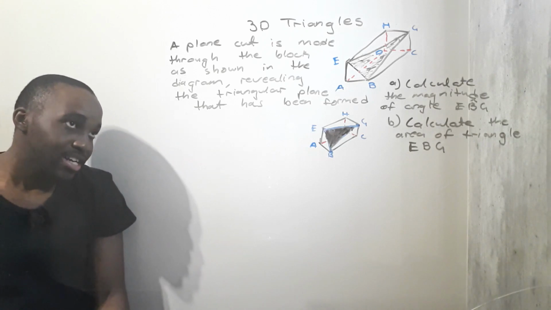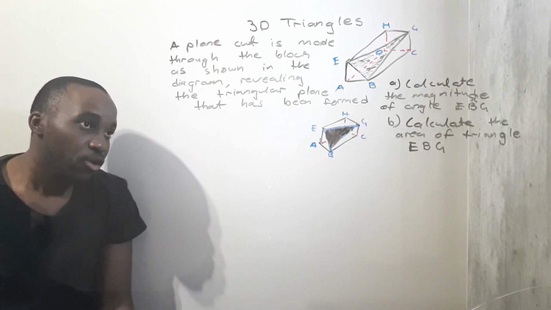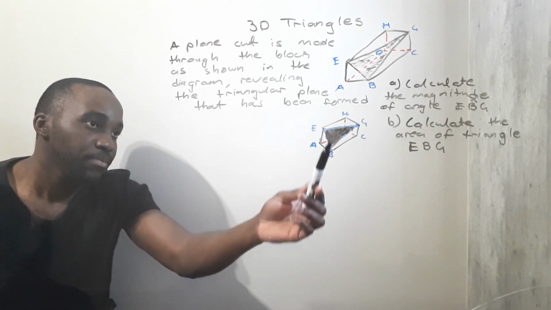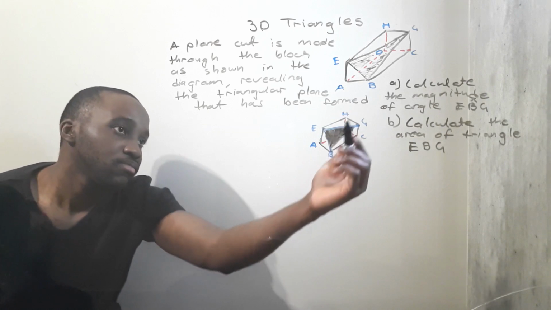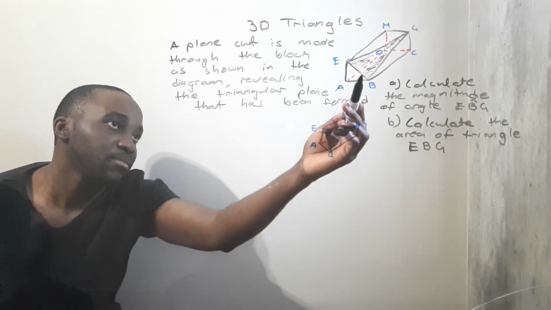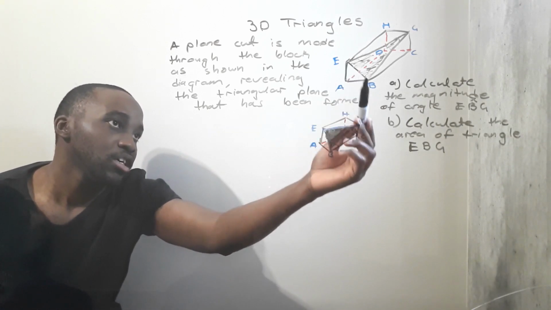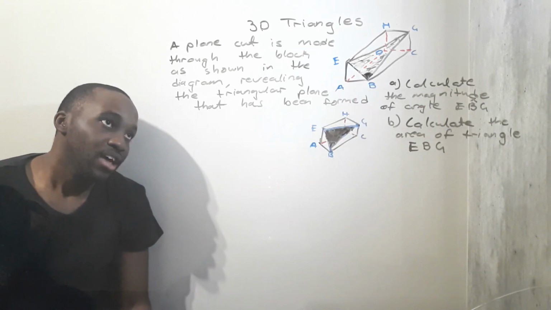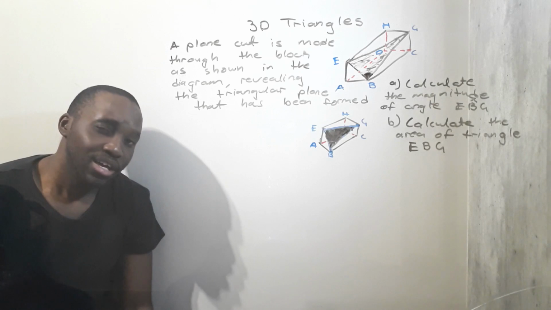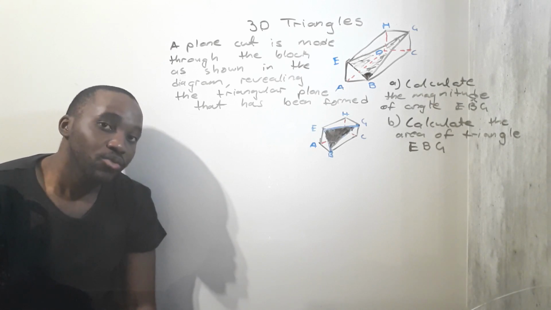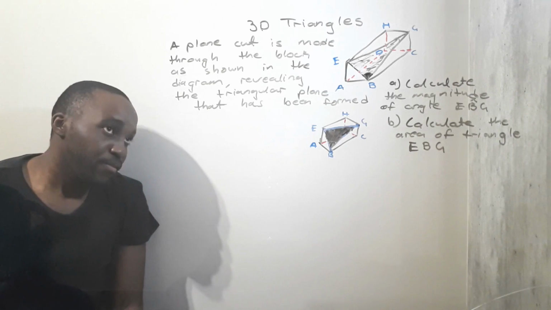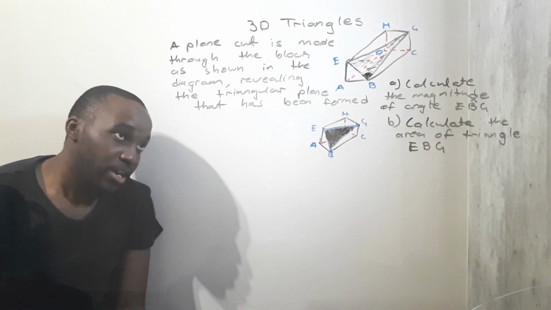If we're going to get the magnitude of angle EBG, we want to keep in mind that EBG is this angle here. Let me might as well use that sketch. EBG is that angle there. Now, if you're going to get that angle, trust me, the first thing you want to do is get as much information as you can in the sketch before you even worry about getting that angle.